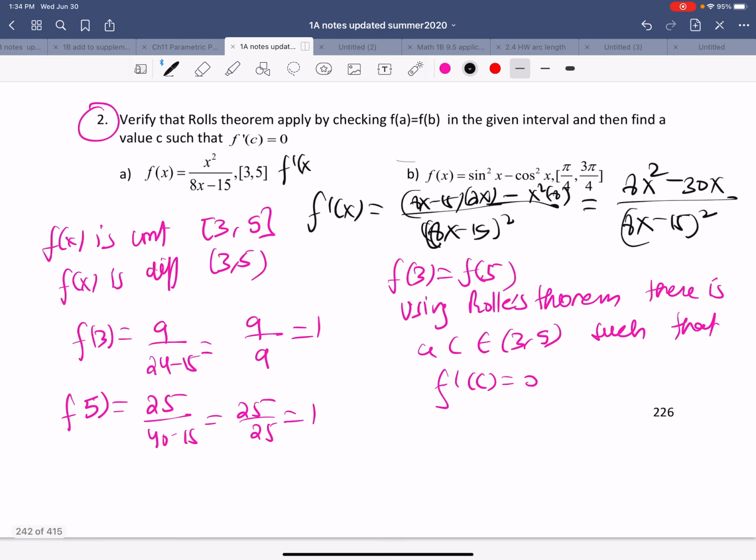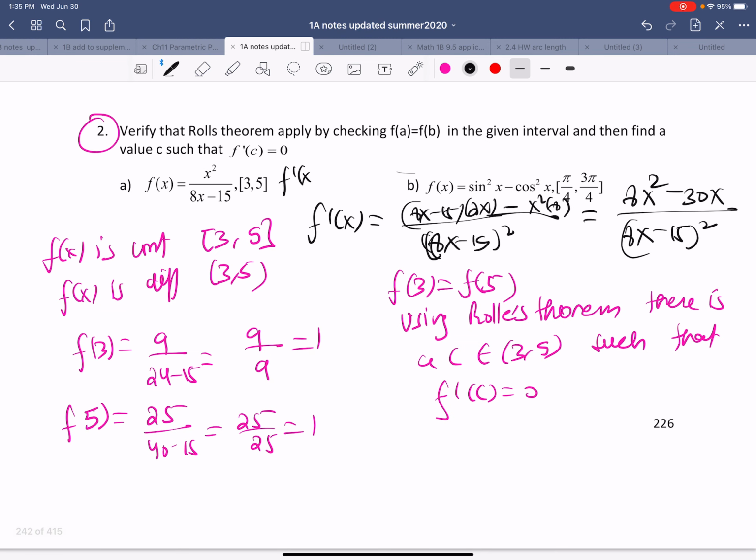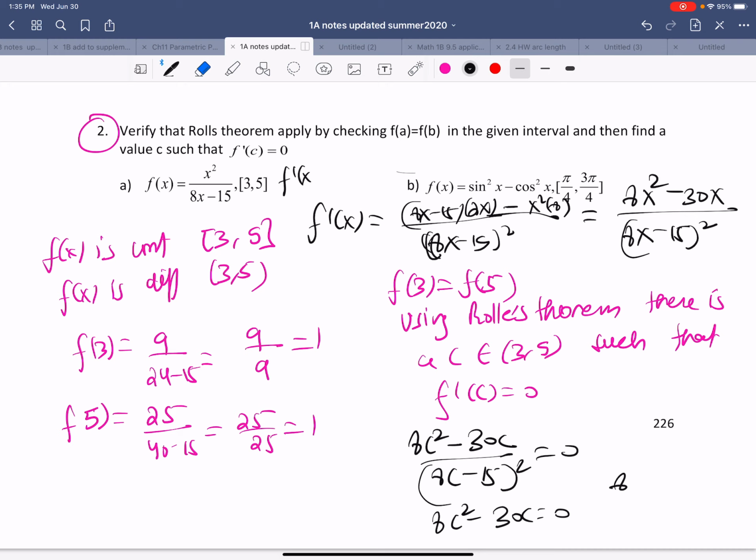So now we're trying to figure out the point c, or the point x, whatever you want to call it, a special point for which the derivative is 0. In the interval, we know there is a point, and we're trying to figure that point out. So I'm going to say the derivative at point c is 0. So 8c squared minus 30c over 8c minus 15 squared equals 0, which gives me 8c squared minus 30c equal to 0. And we can factor something out from here. We can pull out 2c. Inside is 4c minus 15 equals 0. Either c is 0 or c is equal to 15 over 4.